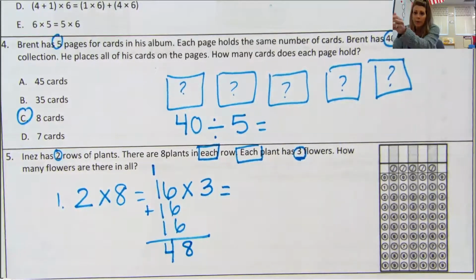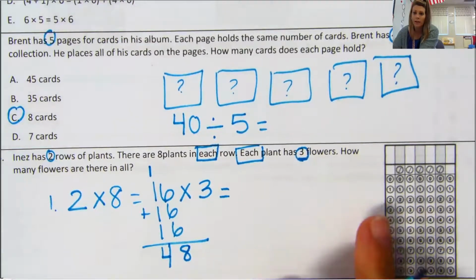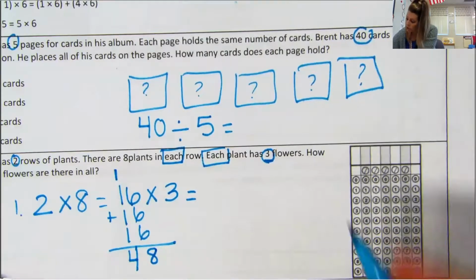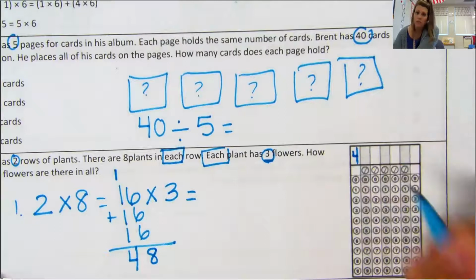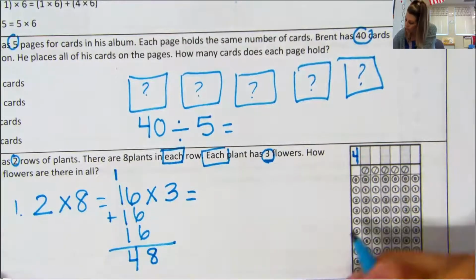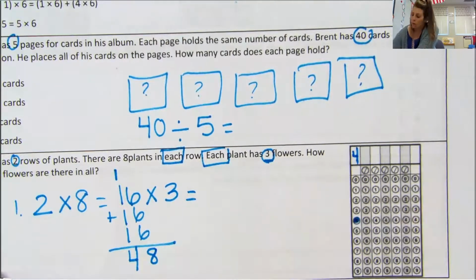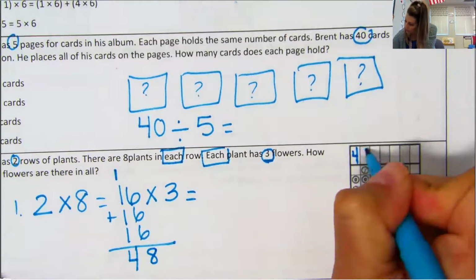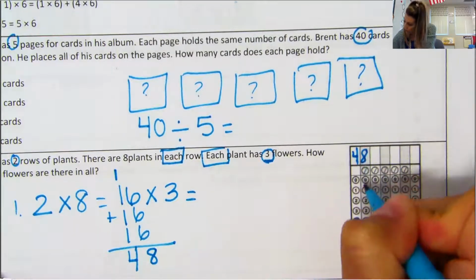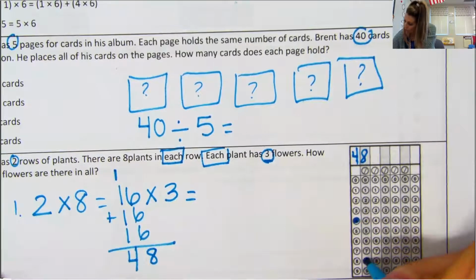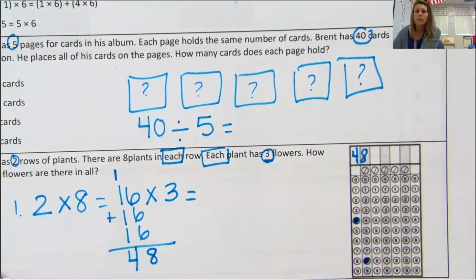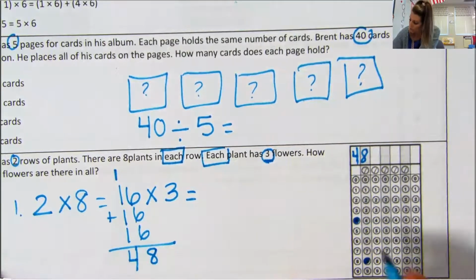Do you remember how to write it on the grid? Remember, we start in that first box. We write the 4, we bubble it in. We write the 8 right next to it. We find the column and we bubble it in. Bubbles nice and only in the circle, okay?